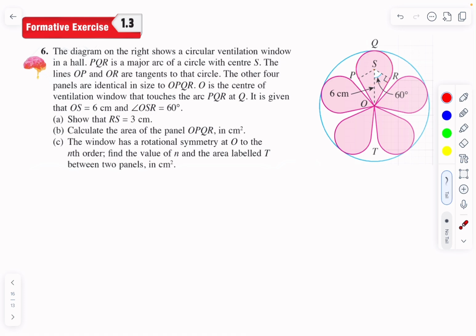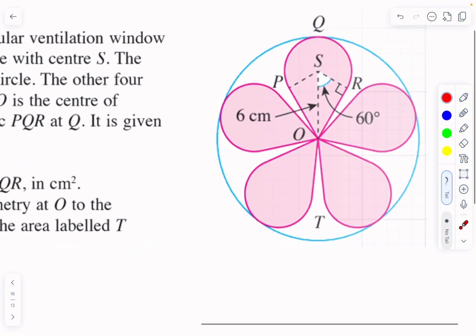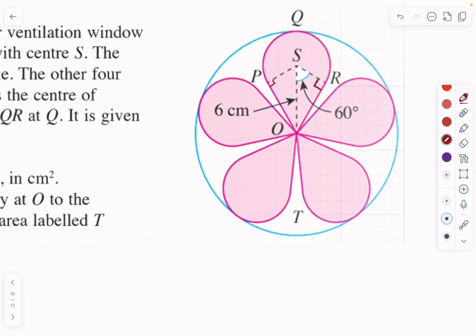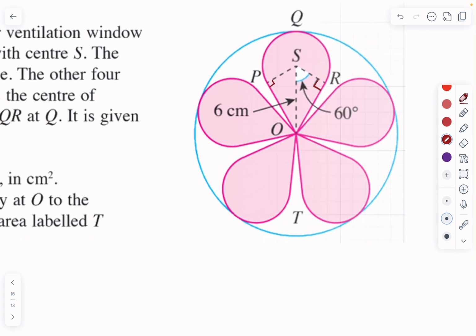Lines OP and OR are tangents. So if these are tangents, that means this will be 90 degrees, this will be 90. Okay. O is the center of ventilation. It's given that OS is 6, OSR is 60. Okay. So OS, this length, is 6 and the angle OSR is 60. Alright.